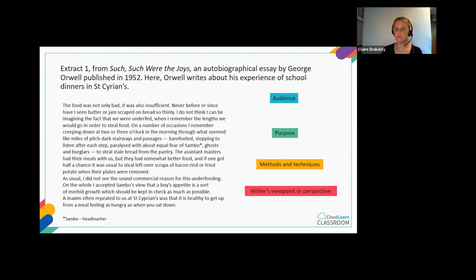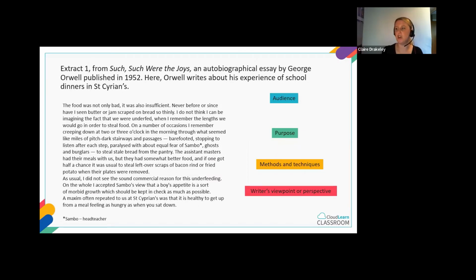I'm wondering if it's using... I'm trying to think, because you were talking about metaphors, weren't you, and things like that. We'll have a look in a second at the methods if you want, because the methods is very tricky. But you're completely right on his perspective. So he's talking about the children being mistreated as compared to the staff, isn't he? That they shouldn't have been underfed.